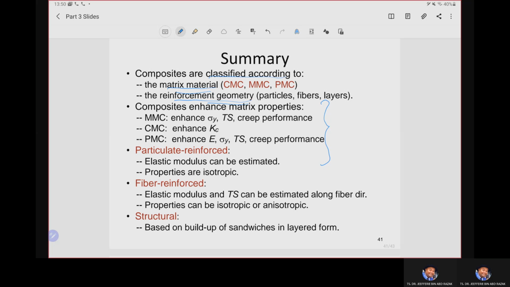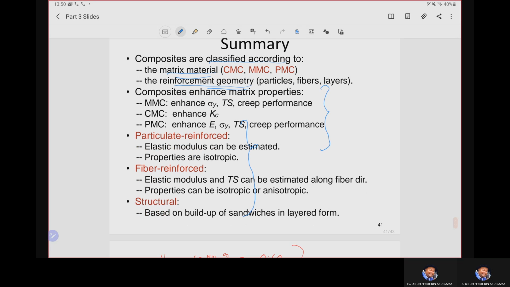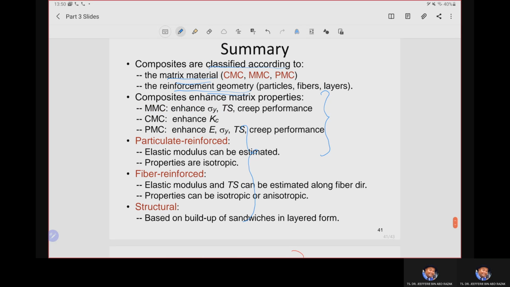So we have many kinds of composite based on the geometrical classification: particle reinforced, fiber reinforced, and structural. So I hope you can do a good revision to prepare for your final exam.